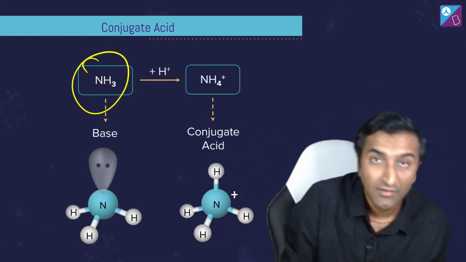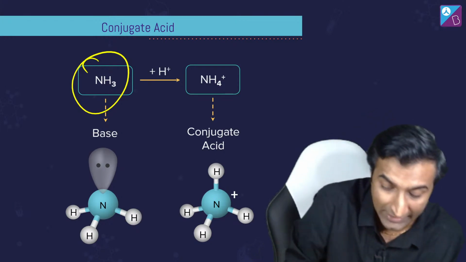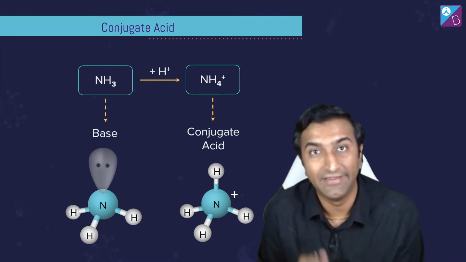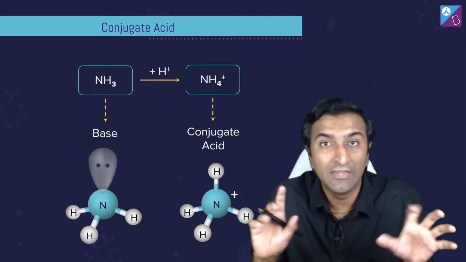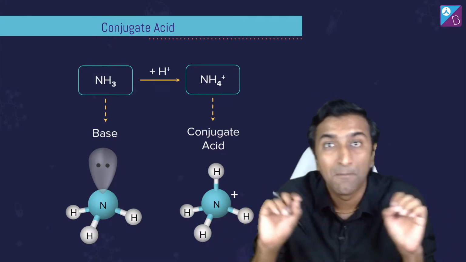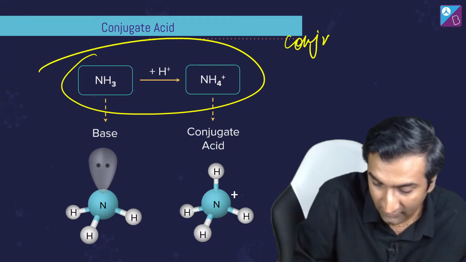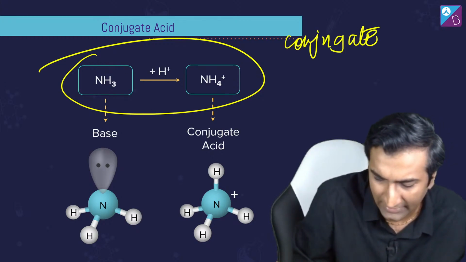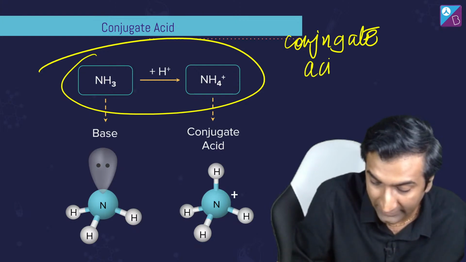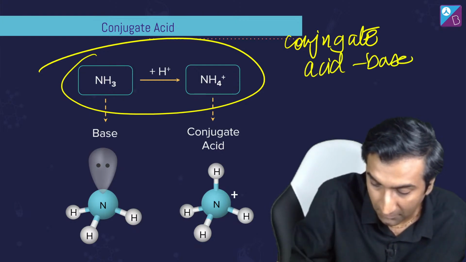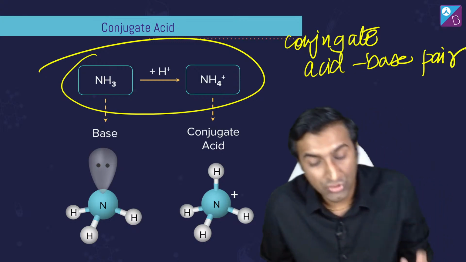मेरे पास है base, I give it H plus ion. What gets formed is a conjugate acid. Now, do you understand what this meaning of a conjugate acid base pair means? Both of these together are a conjugate. Conjugate मतलब एक साथ जुगलबंदी करते हुए. Conjugate acid base pair.